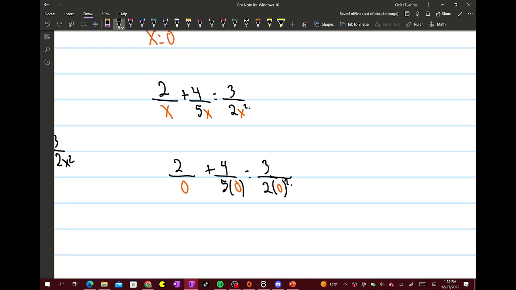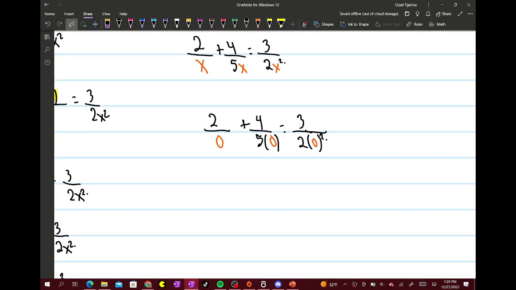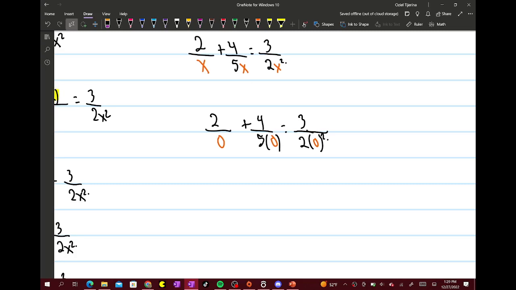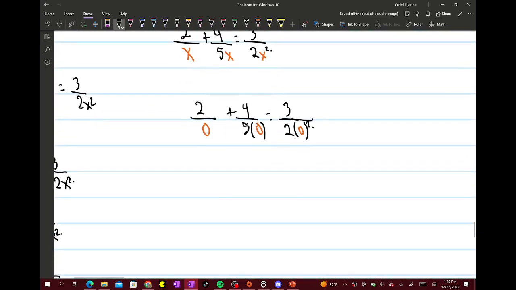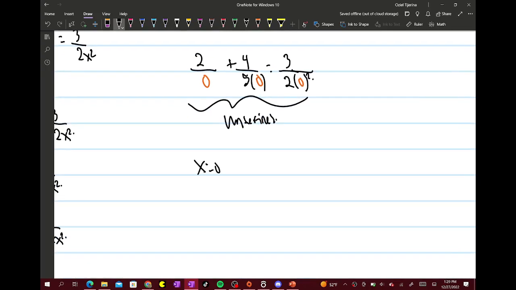Now, before we move further, notice that you cannot have undefined at all. If your solution gives you something undefined, then it is extraneous. So x equals 0 cannot work because this is undefined. So that means that x equals 0 is extraneous, meaning that it is not a solution.